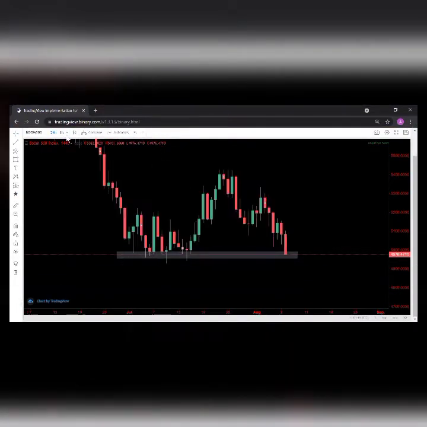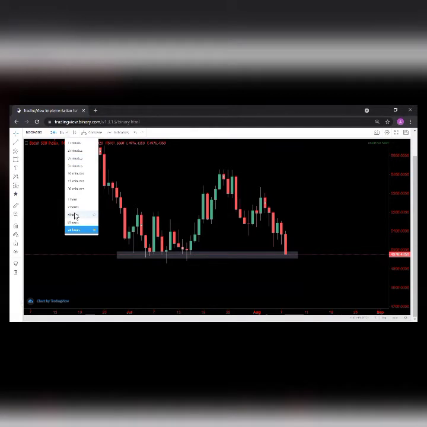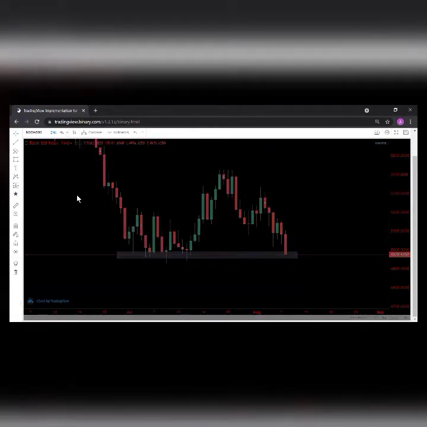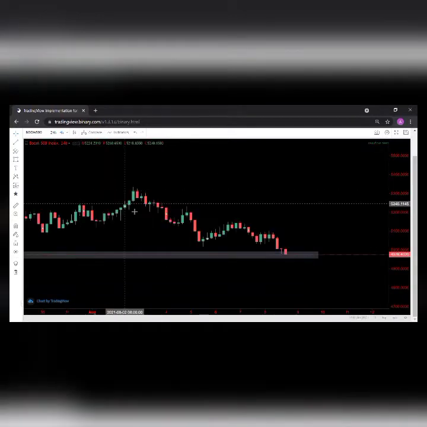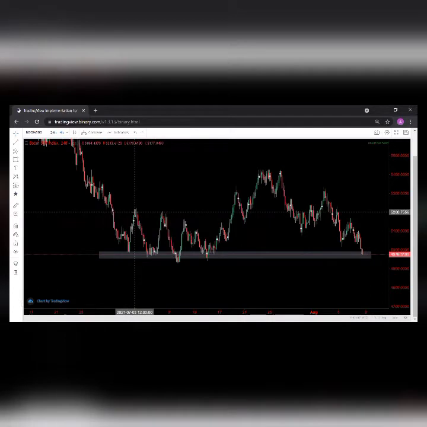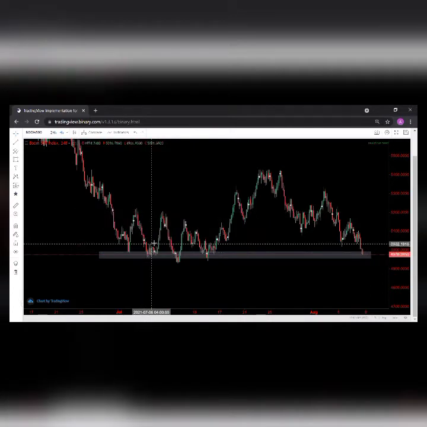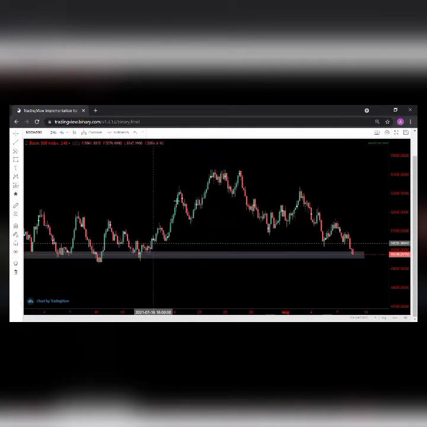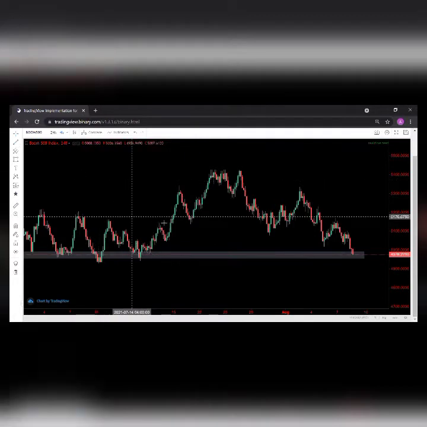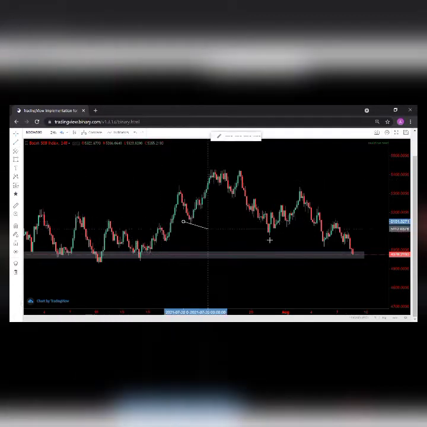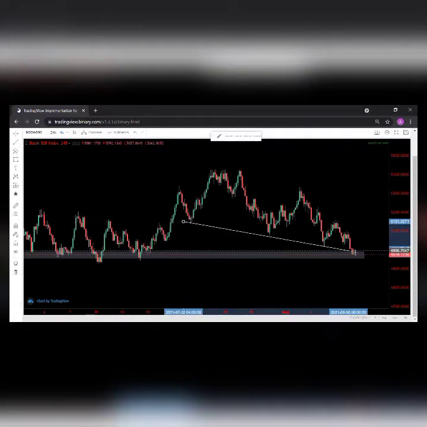So now move down to the H4 to have a better view of the market. Okay, on H4 now we can see price is doing something. From H4 you can try to connect your trend lines, but don't force it. If it doesn't work, you let it go.